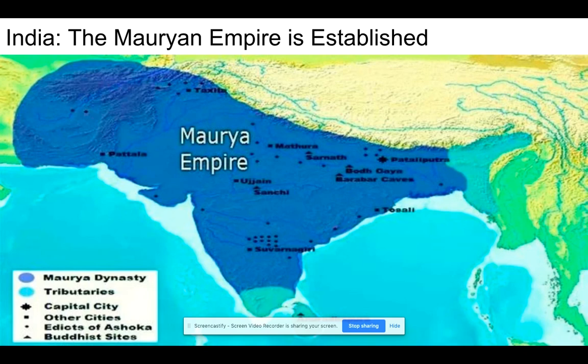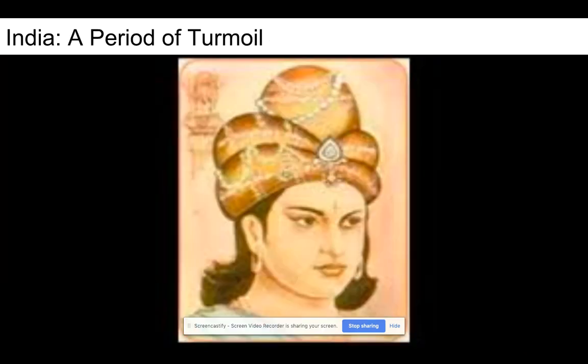This allowed travelers to stop and refresh themselves. Such actions demonstrated Asoka's concern for his subjects' well-being. Noble as his policies of toleration and nonviolence were, they failed to hold the empire together after Asoka died in 232 BC. And they're going to go through a period of turmoil. And here you see an old picture of Asoka, or a drawing.